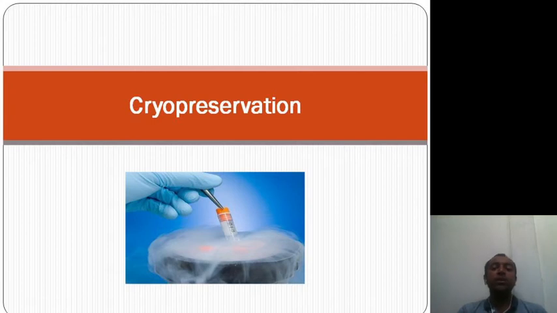Hello everyone, today we are going to talk about cryopreservation. So cryopreservation basically means storage at very ultra low temperature. Usually liquid nitrogen is preferred for the storage condition, and the temperature of liquid nitrogen is minus 196 degrees centigrade.